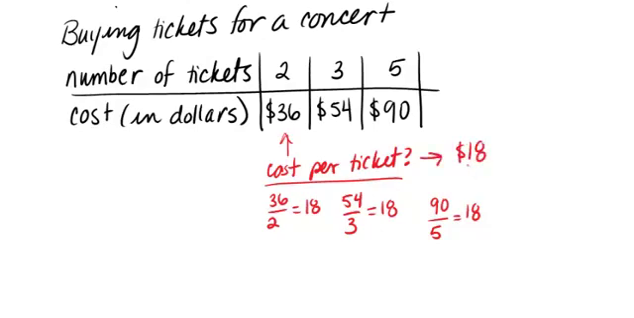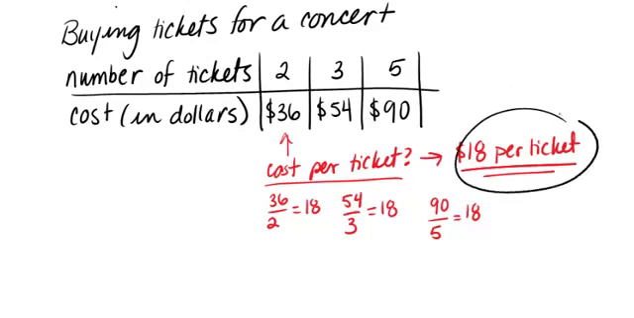Alright, now the next thing we want to do is, can we write a direct variation model for this? Now remember, $18 is the cost per ticket. And whenever we've got a slope or a rate of change, that's our constant of variation. So this $18 per ticket, this is our slope, or we could also call it our K for our constant of variation. So our direct variation model is going to be y equals 18x.